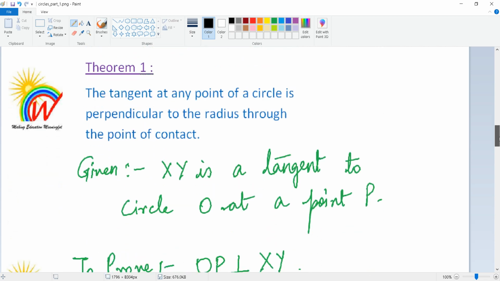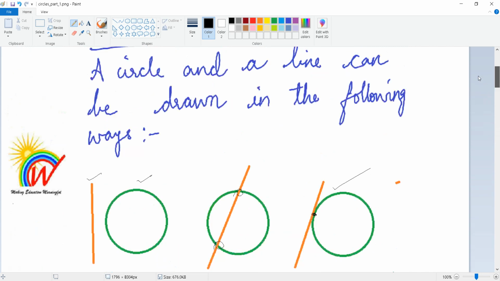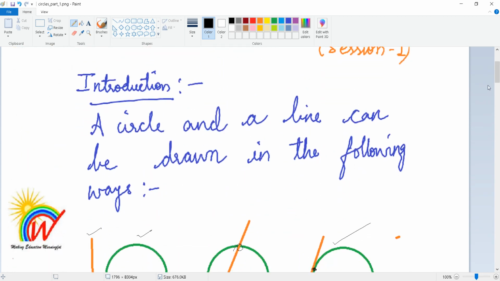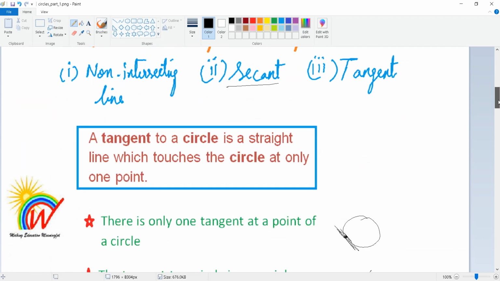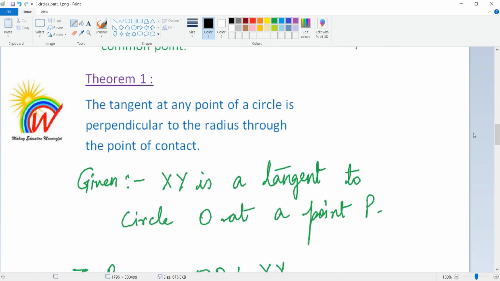Now come to theorem 1. So actually I want you all to write everything from the beginning. From the introduction, I want you all to copy down in your notebook. Just don't start with the exercise. Start with the introduction. Write all the notes, whatever I have given on this page. Now come to theorem 1.